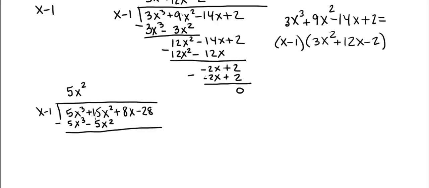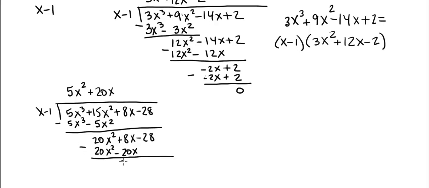5x cubes cancel. 15x squared minus minus 5x squared gives us a net of 20x squared plus 8x minus 28. So now we're going to need 20x. 20x times x is 20x squared, minus 20x. Again, subtract. 20x squares cancel. 8x minus minus 20x is positive 28x minus 28. And so if I add 28 right over here, I'm going to get 28x minus 28. They cancel out. We end up with a remainder of 0.